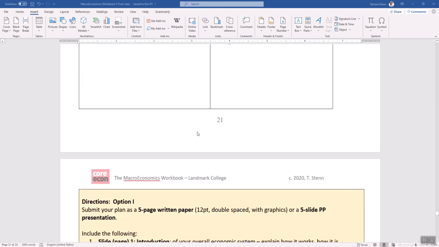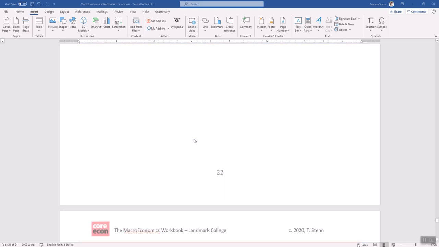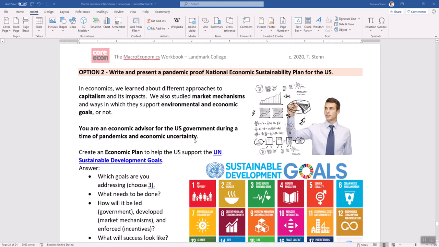The second choice, if you're thinking, oh my goodness, that's too big, I don't think I want to do that, or maybe you're just wondering what else is there, the second choice is to come up with a plan. Okay, so instead of doing an economic system, you could do an economic sustainability plan. So with this, we'll be working with the Sustainable Development Goals, and you get to choose 3. And in this case, you're an economic advisor for the US government during a time of pandemics and economic uncertainty, okay, kind of like now.